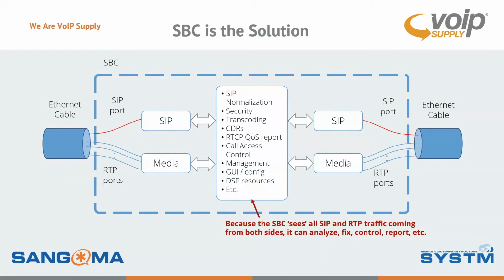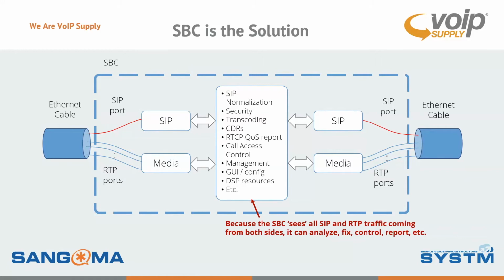Primarily, it has what we call a back-to-back user agent built into the SBC. As that Ethernet cable comes in, there's a firewall around the networking, but then we can split off the SIP signaling, the voice over IP signaling, and run it through a number of intelligence functions: SIP normalization, security, transcoding, CDR, call admission control, other management tools, DSP resources, and a whole bunch of other intelligence, with flexible control and reporting of that traffic. Then finally negotiate the media, and then send it off to the other side.